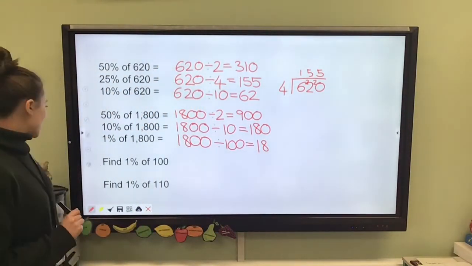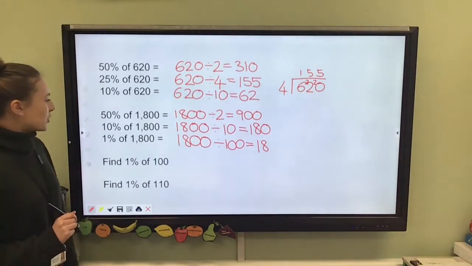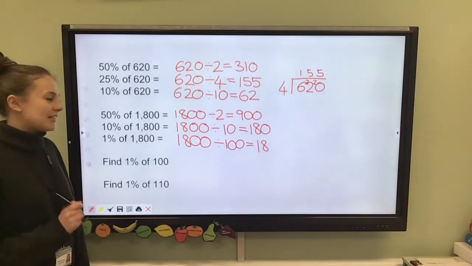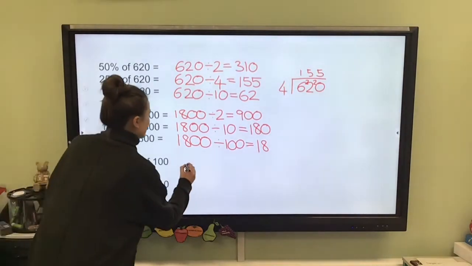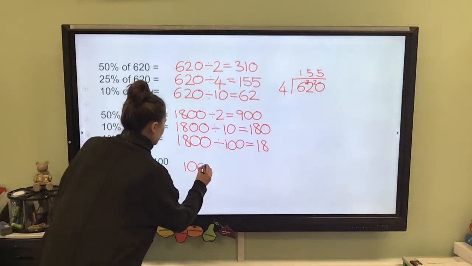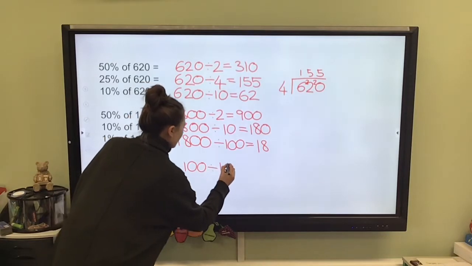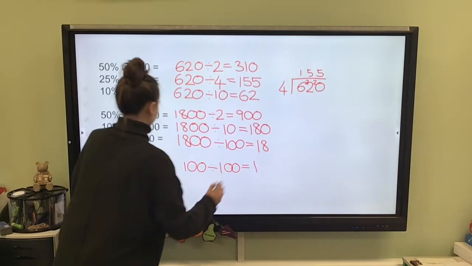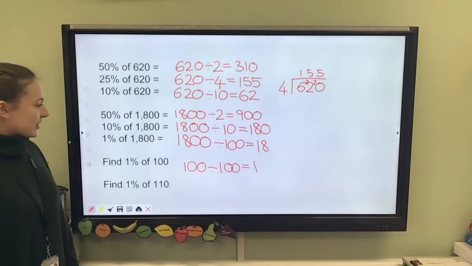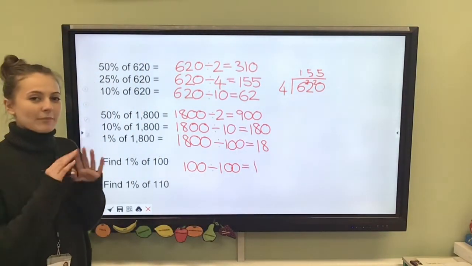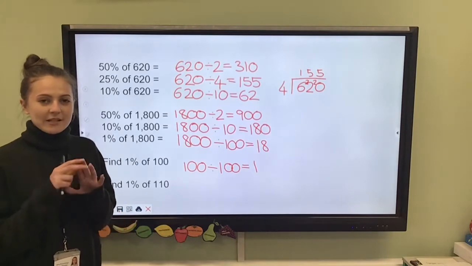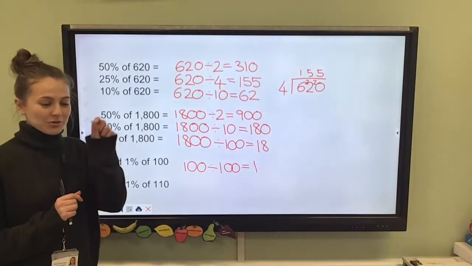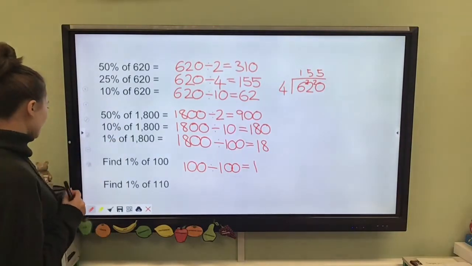So our last couple of questions, find 1% of 100. Okay, so we've just discussed that to find 1%, I need to divide by 100. So I would need to do 100 divided by 100, which gives me 1. 1% of 100 would be 1. So if we imagine our 100 grid split into 100 little squares, if I'm trying to find 1%, that would just be one little square shaded in.